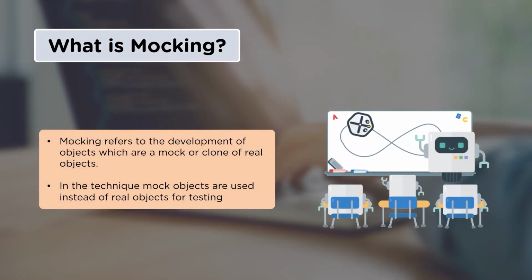So mocking refers to the development of objects which are mocks or clones of real objects. They are not the exact objects, or we can say that's not the exact scenario which we are going to implement, but it's kind of a duplicate, or a temporary mock which we are creating so that we will be able to get it implemented. So mocking is kind of a reference or a clone of an existing or real object here.